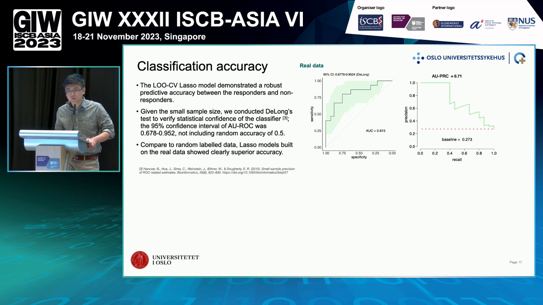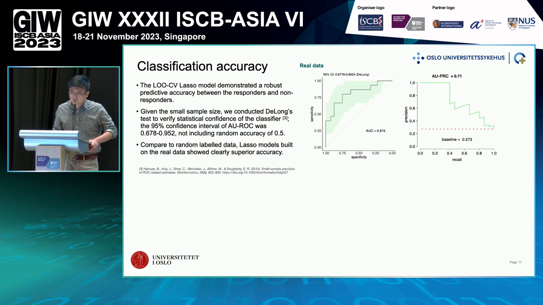That's why we used DeLong's test and bootstrapping to generate a confidence interval of our ROC curve. According to this article, the confidence interval should never contain the random selection line, which is the diagonal line you can see here. As you can see, our confidence interval is from 0.678 to 0.952, so it does not include the random accuracy of 0.5.